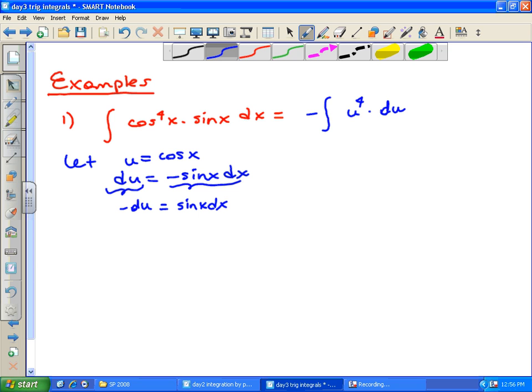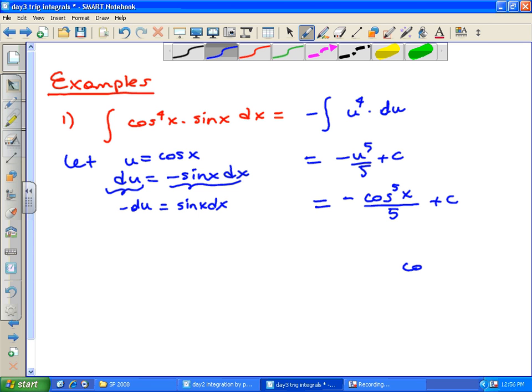Okay, the rest should be easy, right? We took a very complicated looking integral. Now it's in terms of u. It couldn't be any easier, u to the 4th. So let's just go ahead and integrate that. So here we're going to have negative u to the 5 over 5 plus c. But don't leave the answer in terms of u, because you must replace the original variable into the equation. In this case, u equals cosine x. So I've got negative cosine to the 5th power of x, divided by 5, plus c.